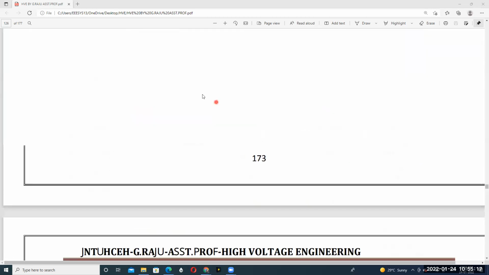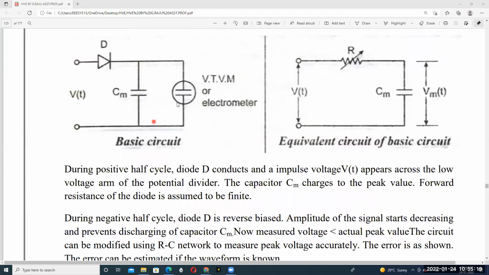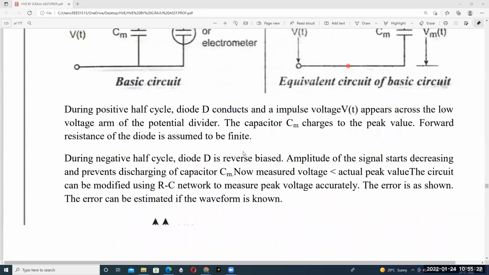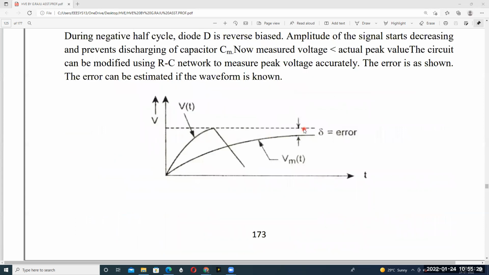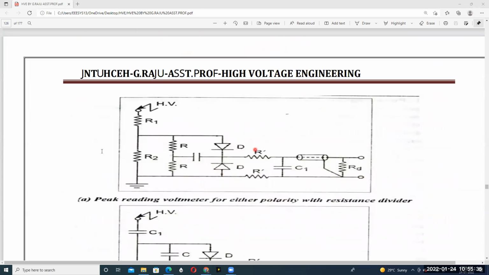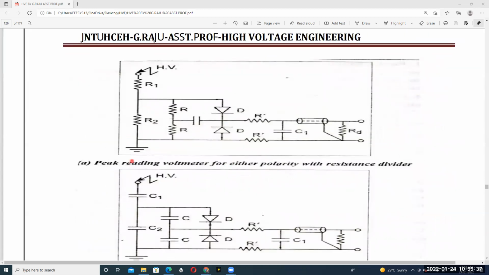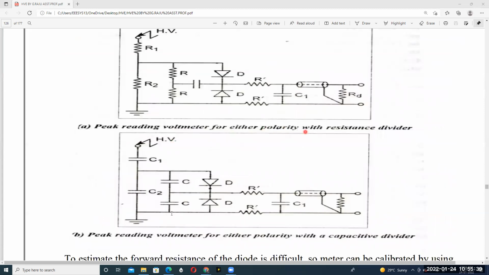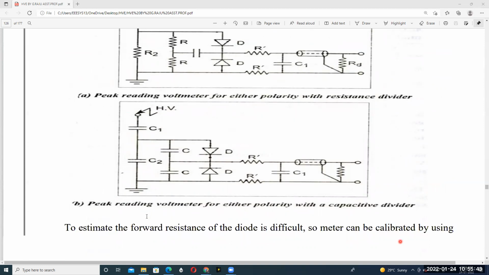The basic impulse circuit has some drawbacks. It is only suitable for one polarity, not for either polarity, and it also has some forward resistance voltage drop, which causes a small error in the measurement of peak value. This can be overcome by using a simple RC network, that is, the peak reading voltmeter with either polarity resistance divider and the peak reading voltmeter with either polarity capacitance divider.